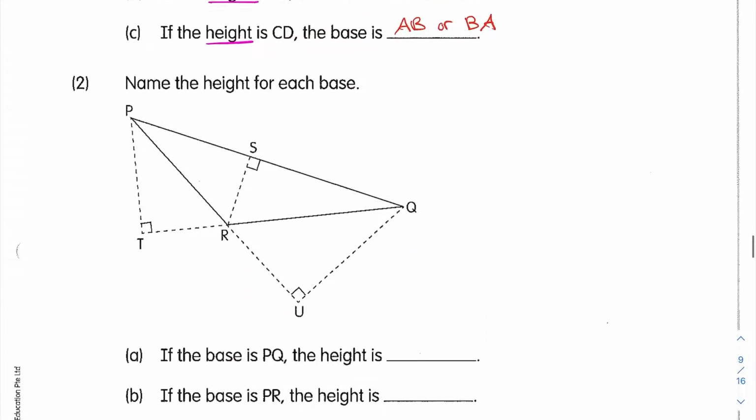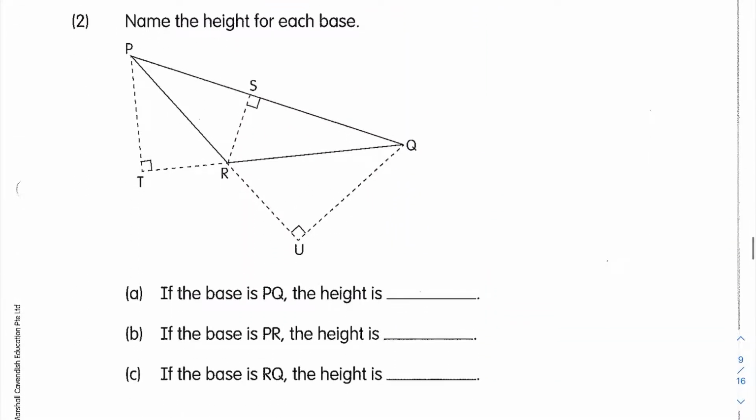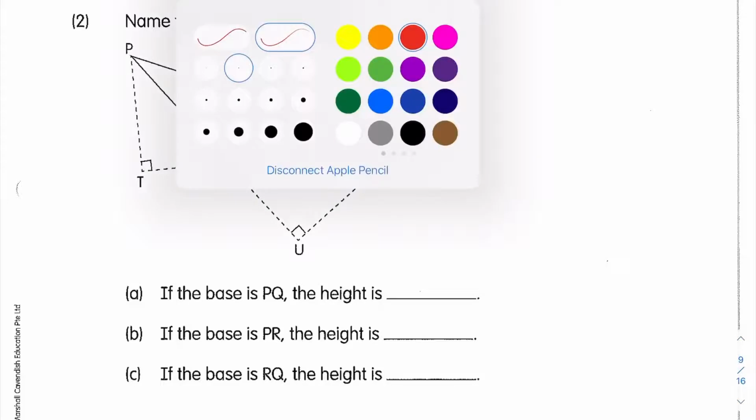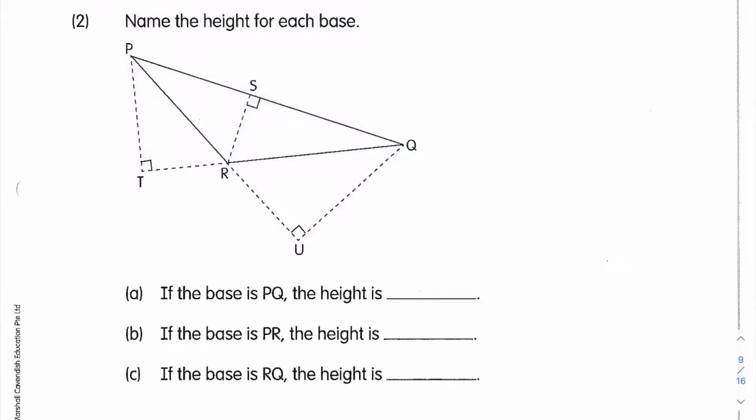Next question, find the height for each base. So let's try using blue for this. If the base is PQ, I'm going to use a color, any color. If you have a colored pen, you can do this with me as well. I think it looks nice if your question has a rainbow of colors. So PQ, the height would be perpendicular, which you can identify using this square. So this would be SR or RS, okay?